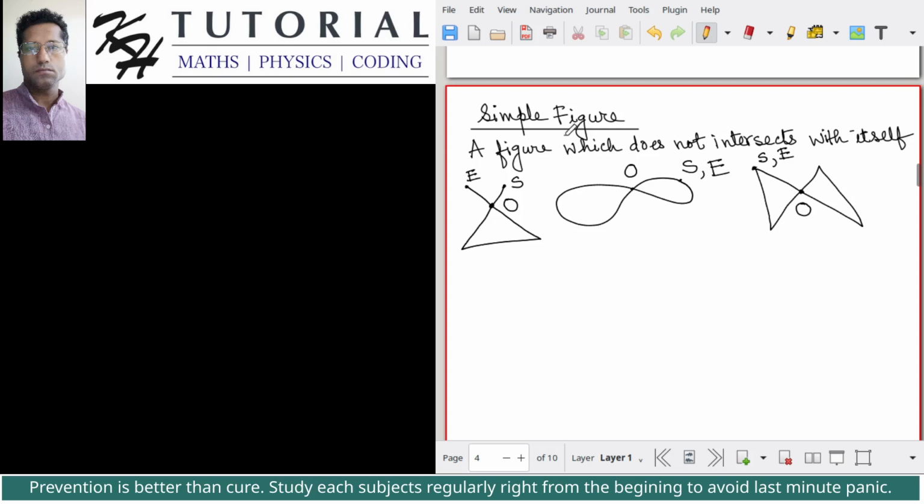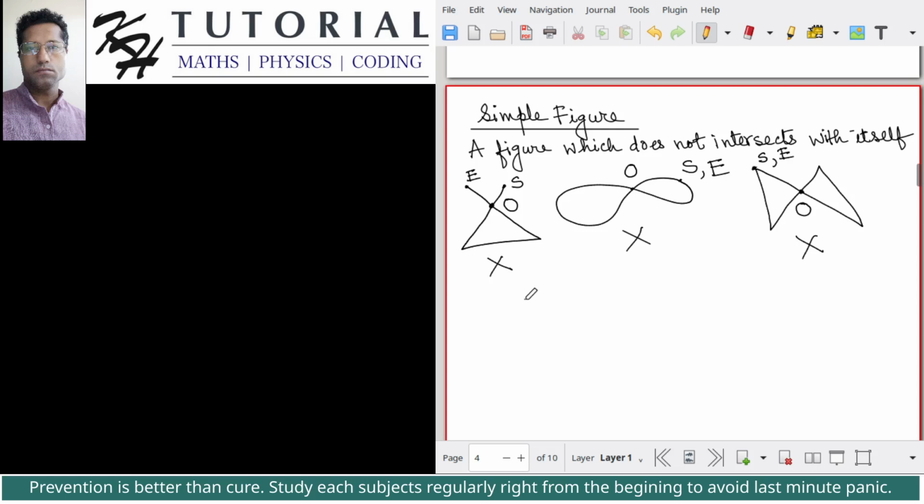So this is what it means by saying that a figure intersects with itself. And so what is a simple figure? A figure which does not intersect with itself. So all these three figures that I have drawn are not simple figures. As you can see, they are intersecting with themselves. So let's now try to draw some simple figures.